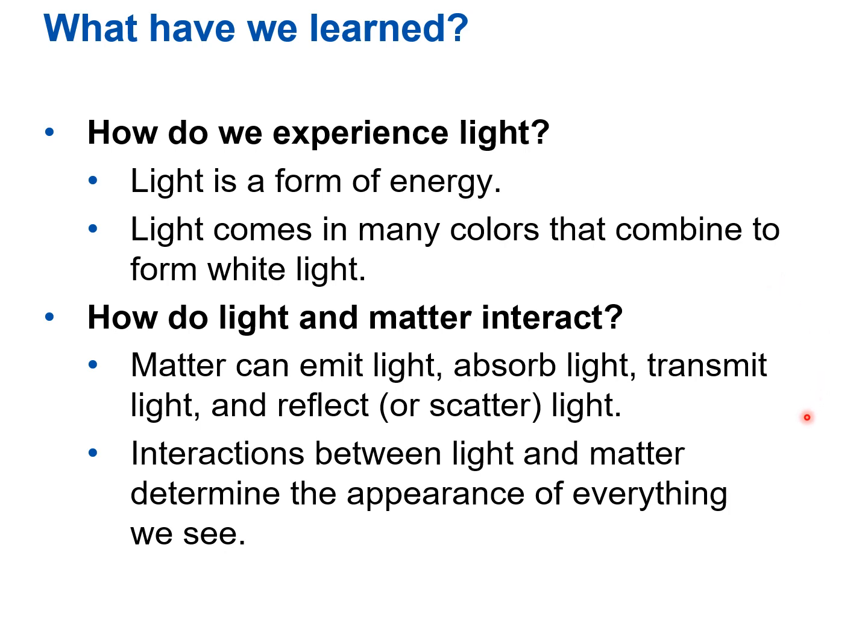How do light and matter interact? Matter can emit light, absorb light, transmit light, and reflect or scatter light. Interactions between light and matter determine the appearance of everything we see.